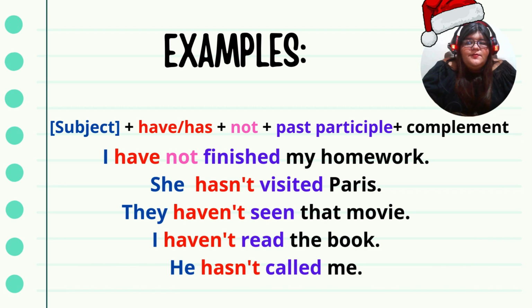She hasn't visited Paris. They haven't seen that movie. I haven't read that book. He hasn't called me. It's up to you guys which negative form you want to use when you express yourself in present perfect. But it's correct to say I have not or I haven't, depending also on the subject. Be careful with that and pay attention to those details and try to memorize or relate with which subjects you will use have or has.